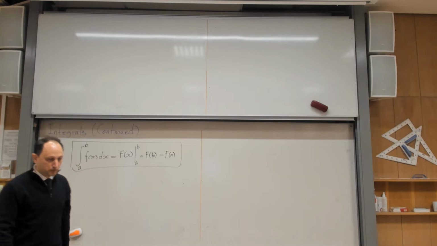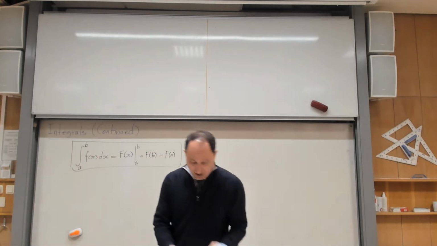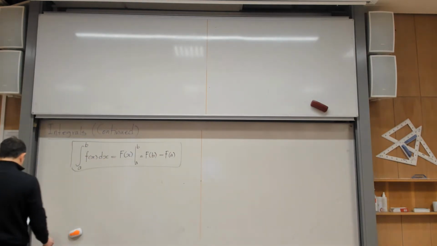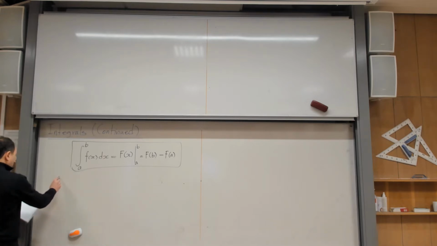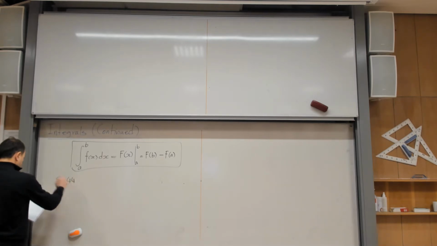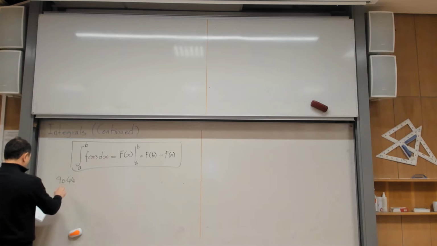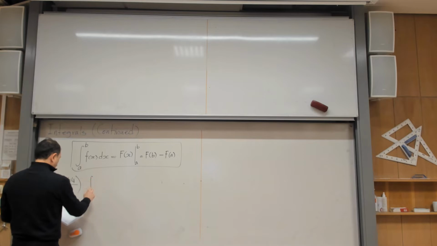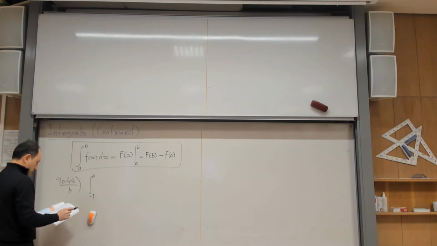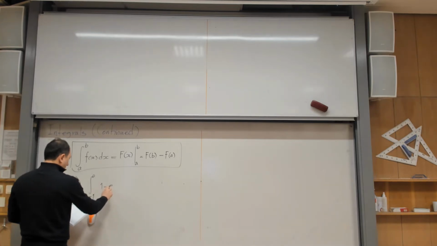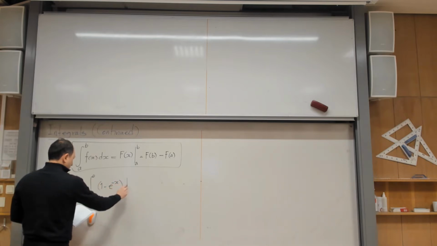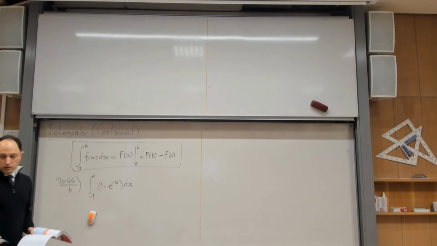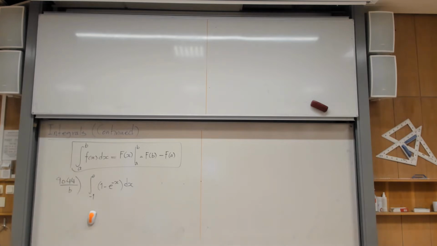Okay, and I will pick some problems from the book. Let me start with a very simple one. It is problem 44. Part B, I will start first. Yes. So they have asked you to calculate the integral from minus 1 to 0 of 1 minus e to the power minus x dx. Okay, so you're supposed to compute this integral.